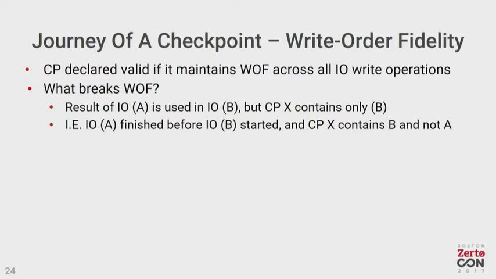So, we said a checkpoint's declared valid if it maintains write order fidelity across all of those writes. Remember, many VMs, many volumes, lots of stuff going on. But this is still a challenge that we need to solve for. How do we make this checkpoint valid? How do we maintain write order fidelity across all of the write operations that could be going on in all the VMs in this application?